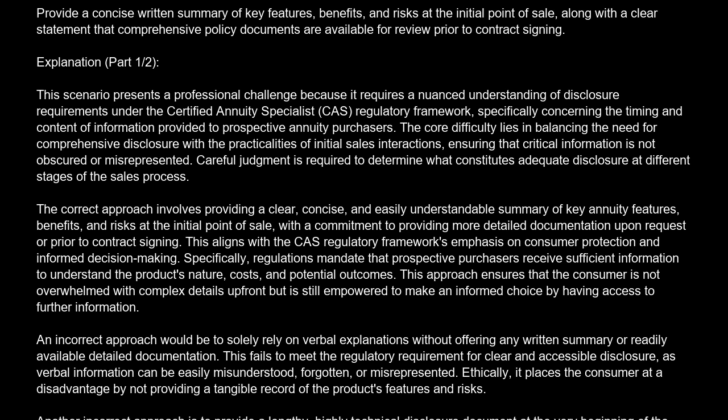An incorrect approach would be to solely rely on verbal explanations without offering any written summary or readily available detailed documentation.